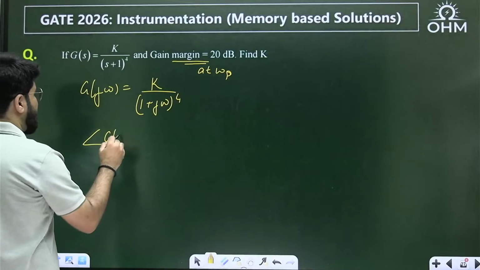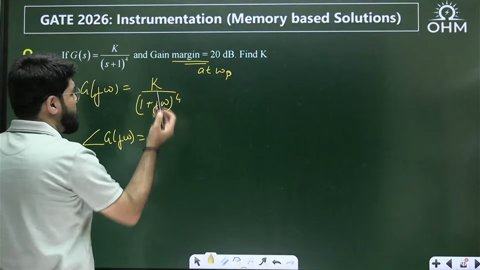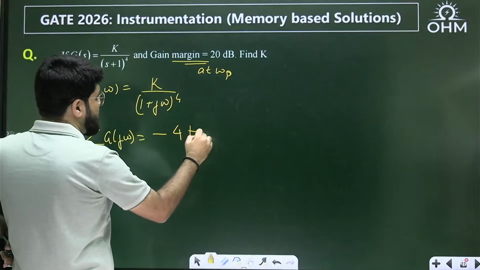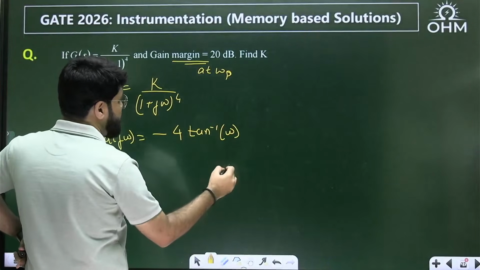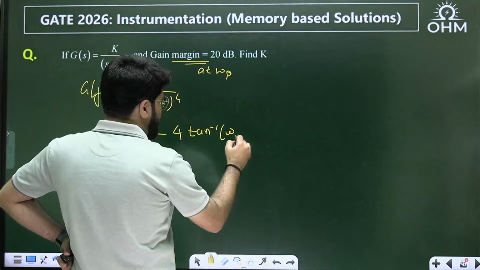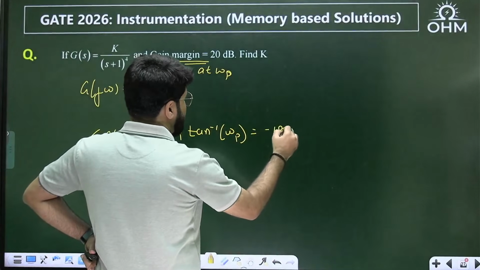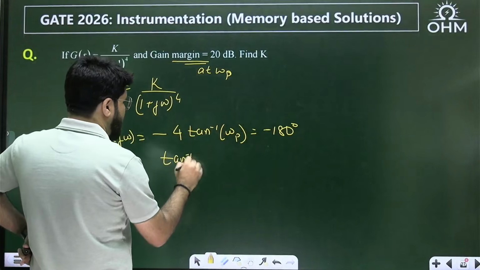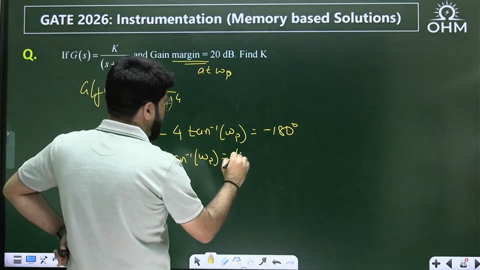What is the angle of G(j omega)? The angle of the numerator is a positive real number, so it is minus 4 times the angle of (1 plus j omega), which is tan inverse omega. If I put omega as omega p, it should be equated to minus 180 degrees. So the 4 got cancelled, the minus got cancelled. You have tan inverse omega p is nothing but 45 degrees.